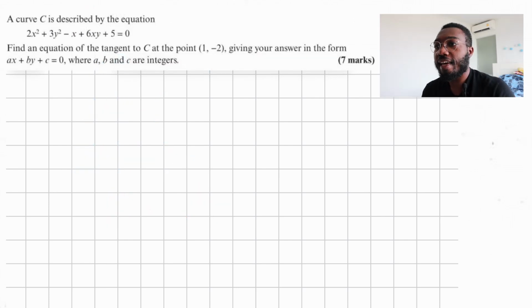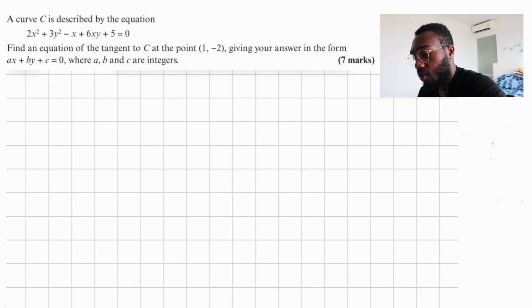Okay, so last question of the day. Now we have this curve C, and we need to find the equation of the tangent to C at the point 1, minus 2, and give an answer in the form ax plus by plus c is equal to 0, where a, b, and c are integers. So let's go with this question.